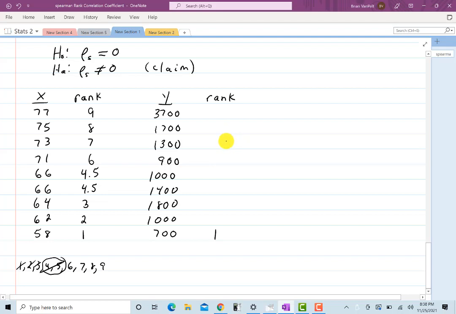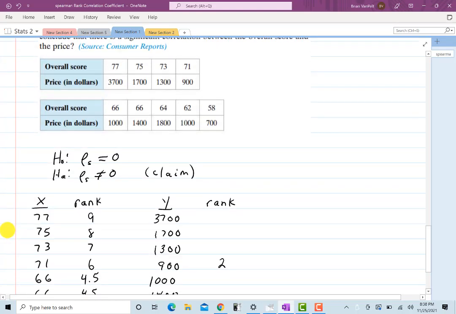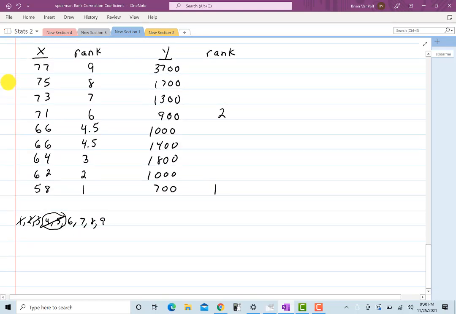Now I think I see some repeats for the y's as well. Let me come back and check that. I do see more than one 1,000 for the y. So because it's possible for me to lose track, let me get all my possible rank numbers down. I've already taken care of 1, 2, and now I'll move on to 3. And indeed, the third one looks like it is 1,000, but unfortunately there's another one that's 1,000, so they're going to occupy spots 3 and 4. So the average of 3 and 4 is 3.5. Get rid of those.